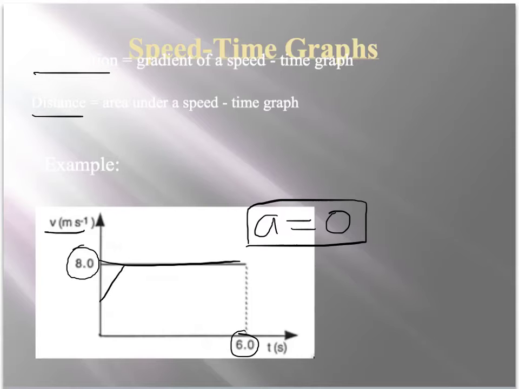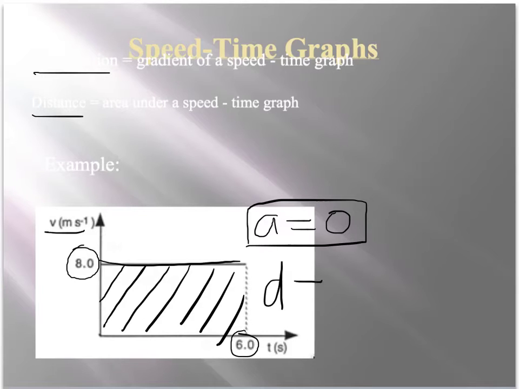The area under the graph, this shaded area here, is equal to the distance. So we can calculate that distance as an area, simply multiplying 8 times 6 for the area of that rectangle, and we get, of course, 48 meters.